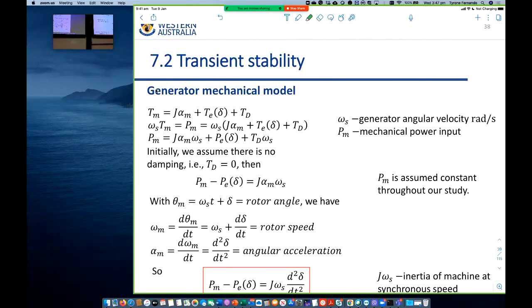So we have the mechanical power output from the turbine, minus the electrical power output, P delta, which must equal J omega s. Omega s is the synchronous speed, multiplied by the second derivative of delta. Delta is the angle that is associated with the voltage E. It's also called the torque angle.